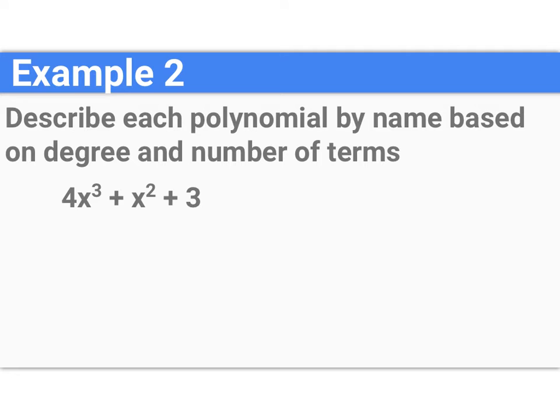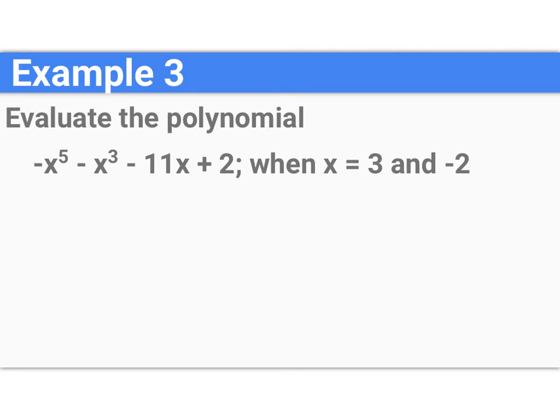Okay. Describe each polynomial by name based on degree and number of terms. So you have a cubic, three terms, 1, 2, 3, trinomial. Again, when you're combining terms, x cubed and x squared do not have the same exponent. You cannot add them together.